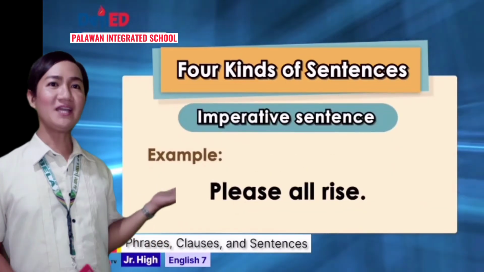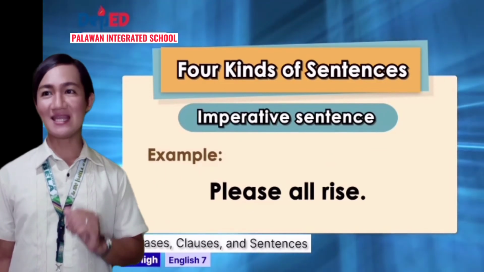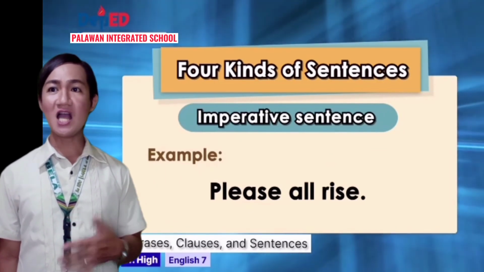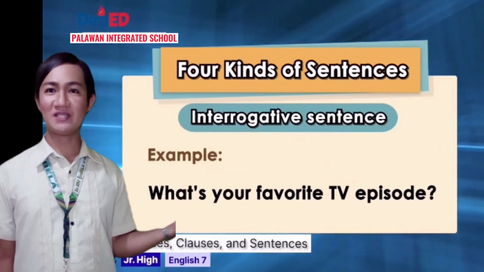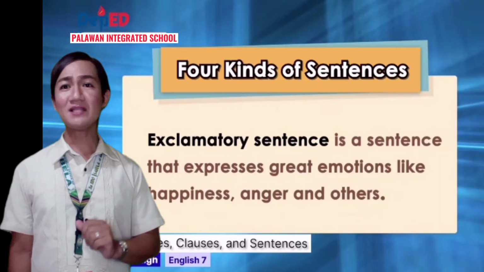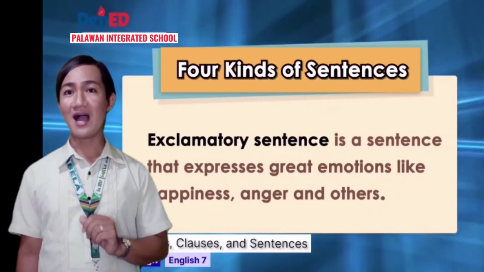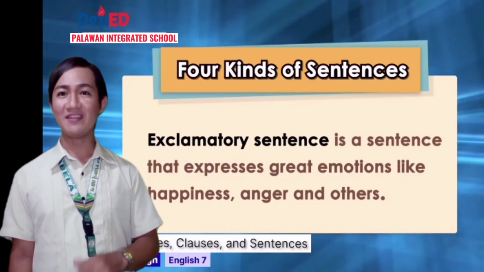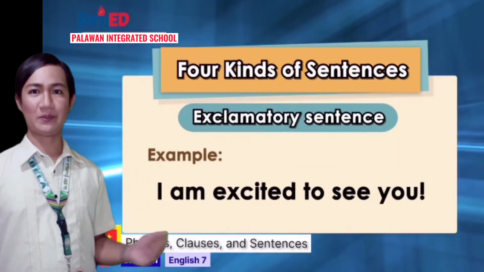Example, please all rise. The interrogative sentence is a sentence that is asking a question. Example, what's your favorite TV episode? An exclamatory sentence expresses great emotions like happiness, anger, and others. Example, I am excited to see you.